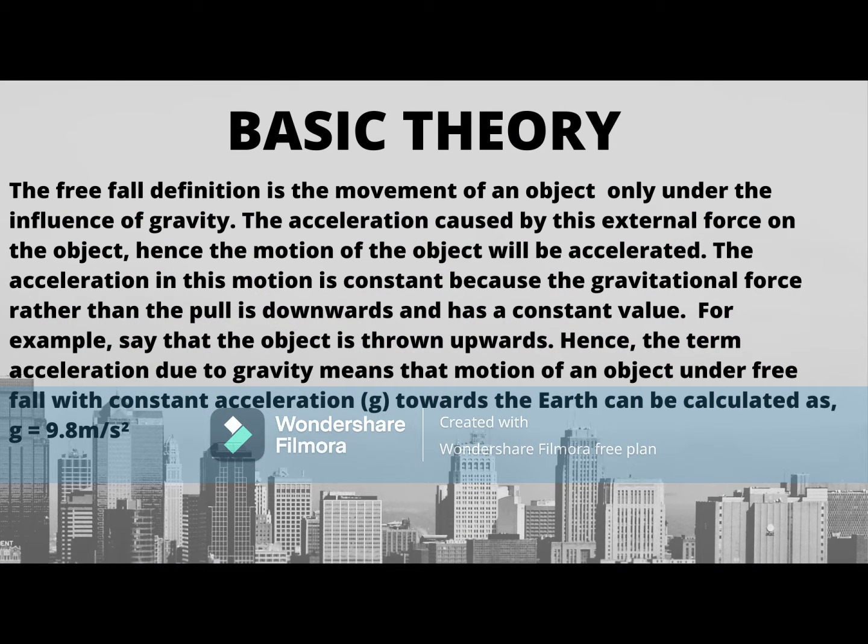Basic theory. Free fall is the movement of an object only under the influence of gravity. The acceleration is caused by this external force on the object, hence the motion of the object is accelerated. The acceleration in this motion is constant because the gravitational pull is downwards and has a constant value. The term acceleration due to gravity means the motion of an object under free fall with constant acceleration towards the Earth, which can be calculated as g equals 9.8 meters per second squared.